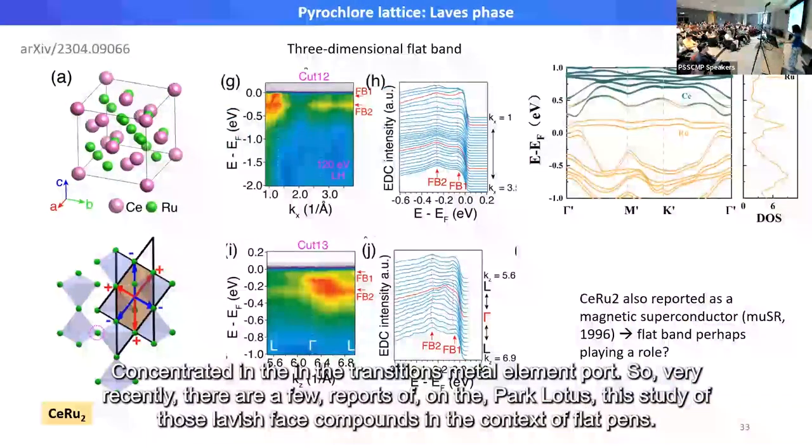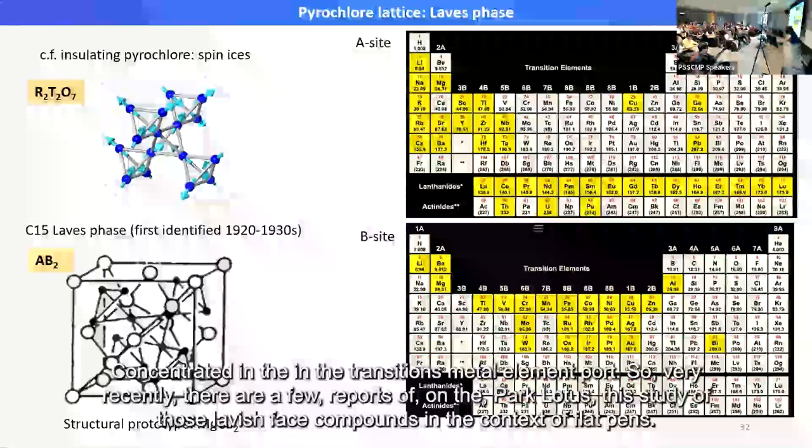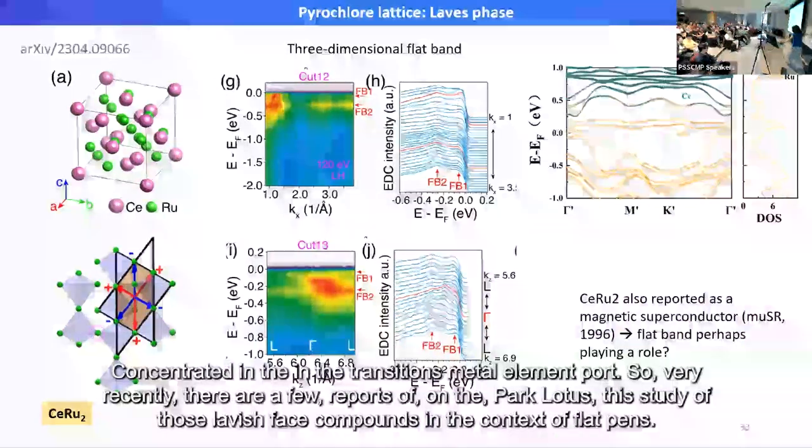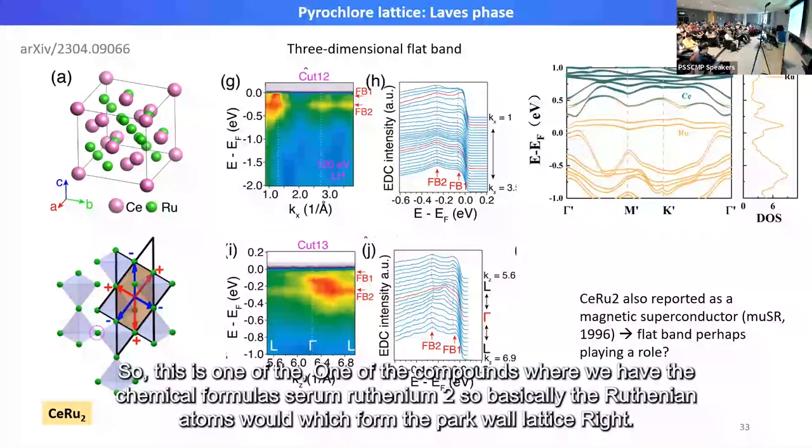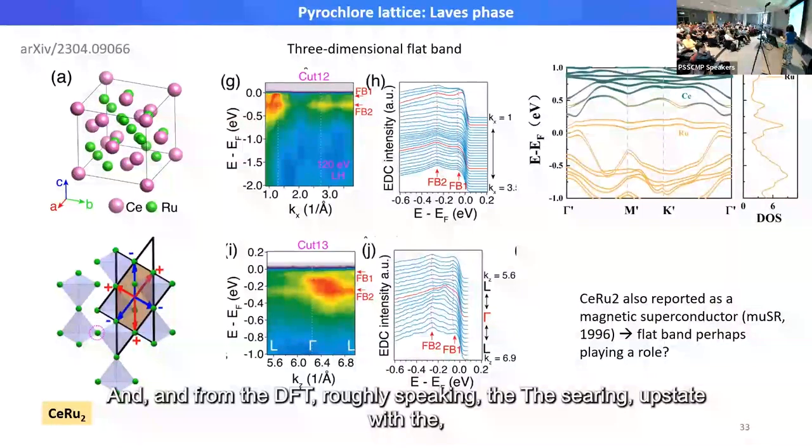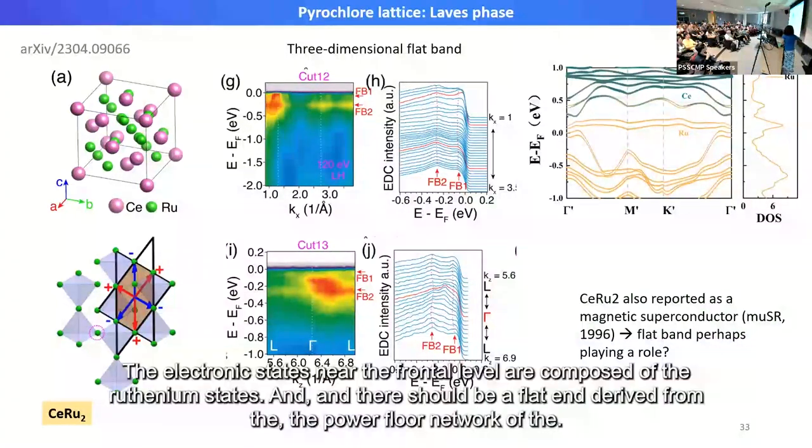So very recently, there are a few reports of the study of these Laves phase compounds in the context of flat bands. This is one of the compounds where we have the chemical formula CeRu2. So basically the ruthenium atoms would form the pyrochlore lattice. And from the DFT, roughly speaking, the electronic states near the Fermi level are composed of the ruthenium states, and there should be a flat band derived from the pyrochlore network of the ruthenium atoms.